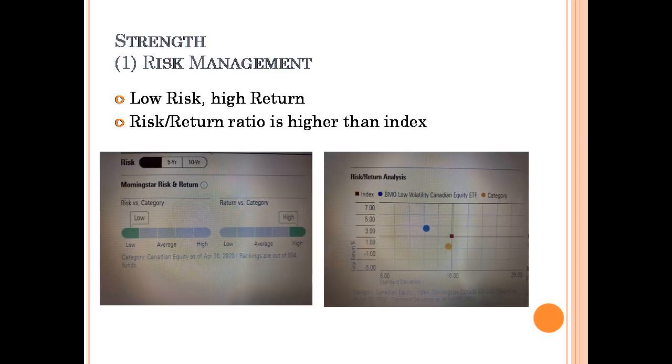So now let's take a look at the strengths of this player. The biggest strength is risk management. It has low risk and it has high return. The risk-return ratio is higher than the index. If you take a look at the image on your right, you can see that the blue dot, which is BMO Low Volatility Canadian ETF, is higher in terms of total return compared to the average player, which is the index, the red dot.